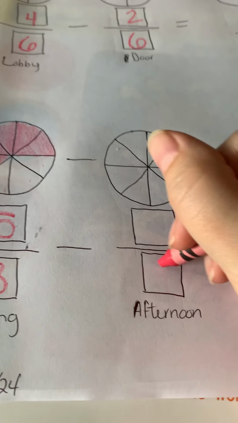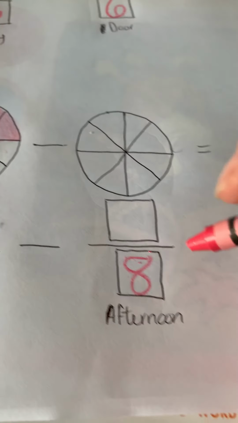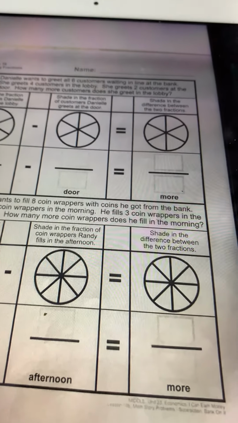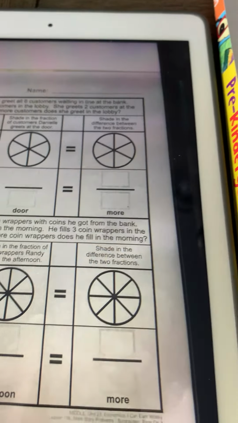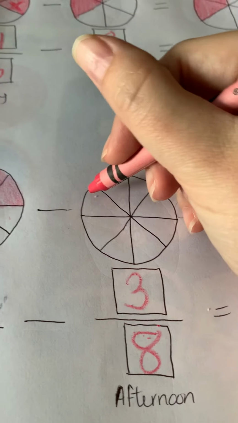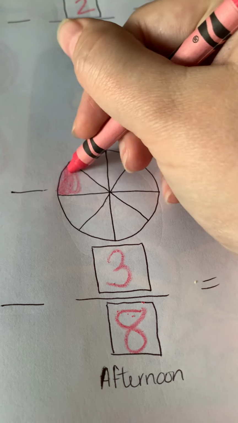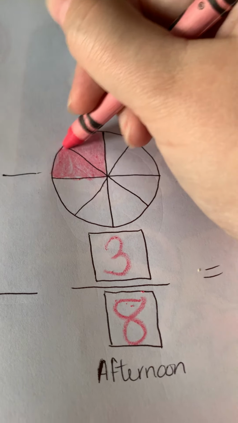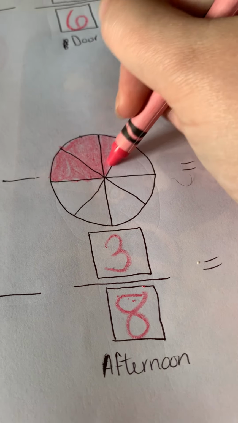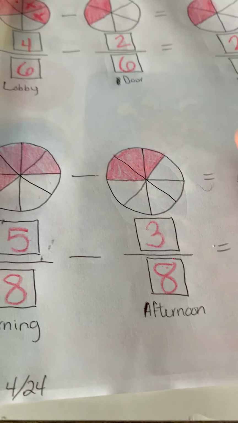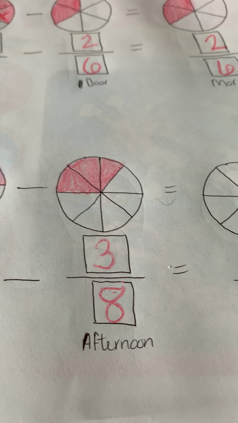Okay, and we're going to go ahead and bring over our 8 because we still have a total of 8 coin wrappers. And let's find how many he fills in the afternoon. He fills 3 coin wrappers in the afternoon. So we're going to write a 3 in the top box, and we're going to shade in 3 coin wrappers. 1, 2, 3. So in the afternoon, he fills 3 out of the 8 coin wrappers.